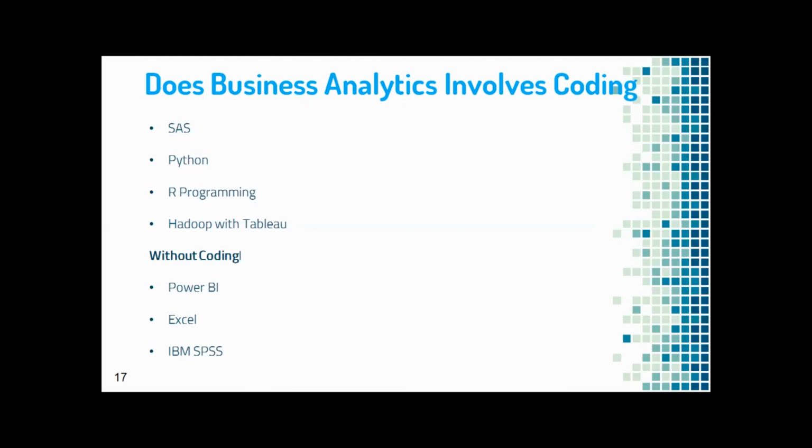We simply use our mouse and we drag. We simply click on things that we are looking for, but we don't use any code over here. Instead, we write some formulas because Excel is all about formulas. Next one is IBM SPSS. Here also we don't do any coding, but it works perfectly. Because IBM SPSS is costly, most companies don't use it for doing the analysis.